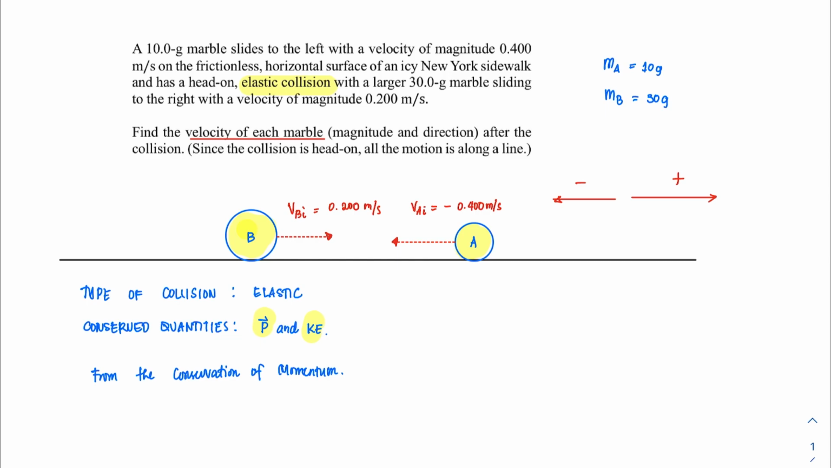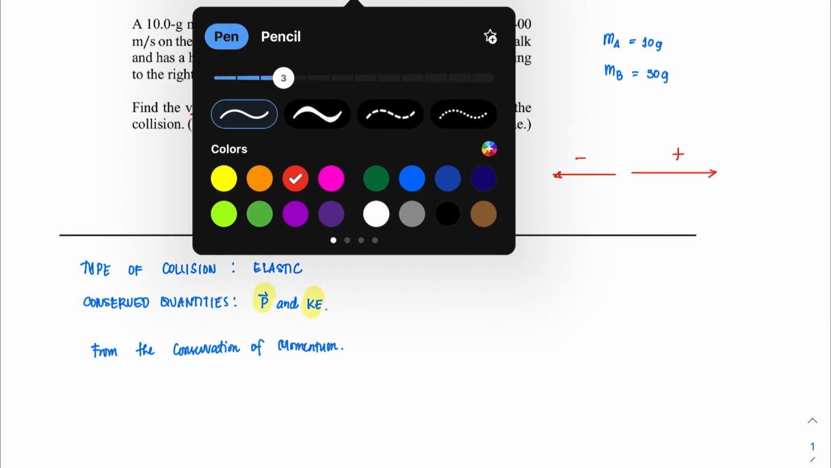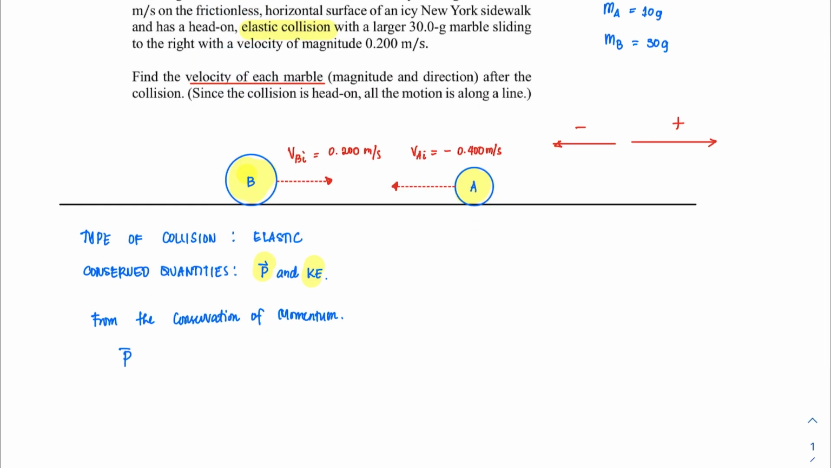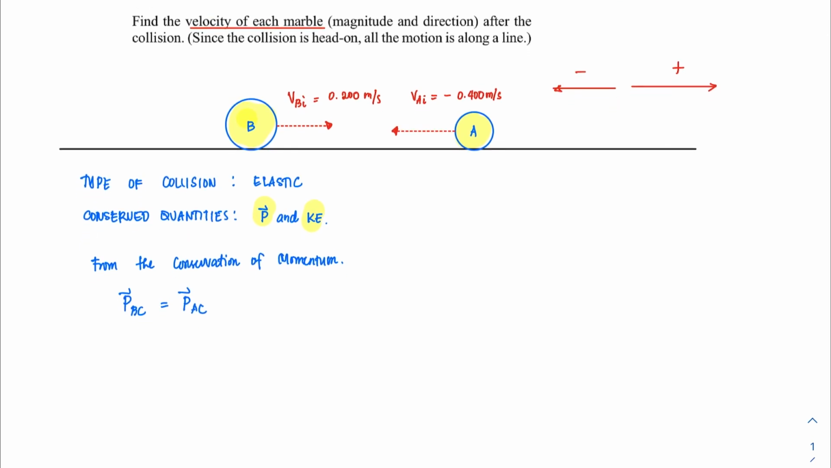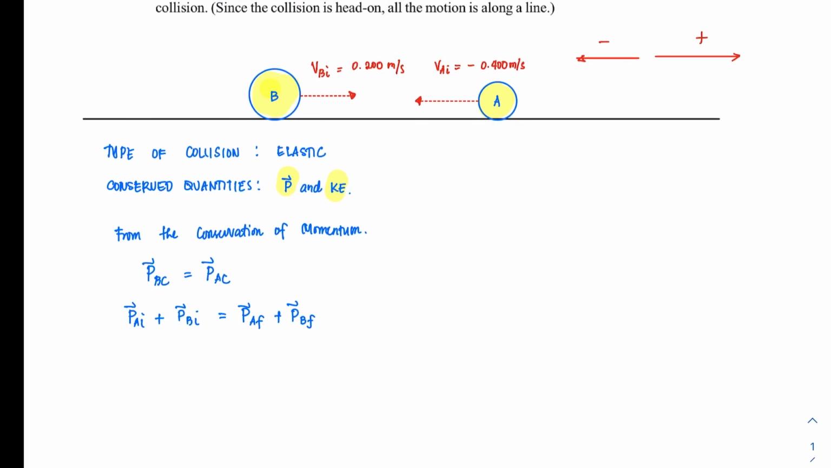So from the conservation of momentum, we could have an equation where the momentum before the collision is equal to the total momentum after the collision. Momentum before collision involves two bodies. So that means the momentum of A and the momentum of B initially is equal to the momentum of A after collision, A final, and the momentum of B also after collision, which I denoted as B final.